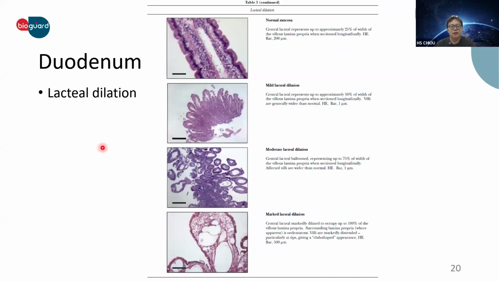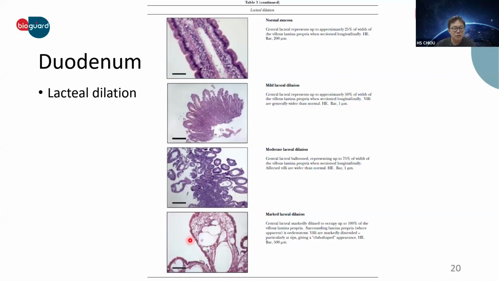This slide shows lacteal dilation, which reflects lymphatic dysfunction and is often associated with protein-losing enteropathy. In normal mucosa, the central lacteal occupies less than 25% of the villus width. With mild dilation, it expands to around 50%, and villi may appear slightly wider. In moderate cases, the lacteal becomes ballooned, like this, occupying up to 75% of the villus.